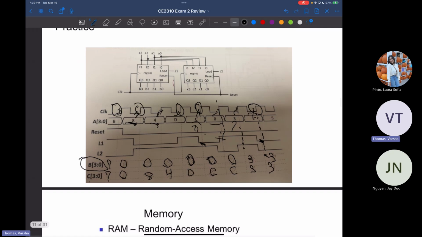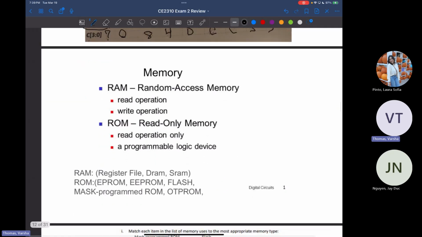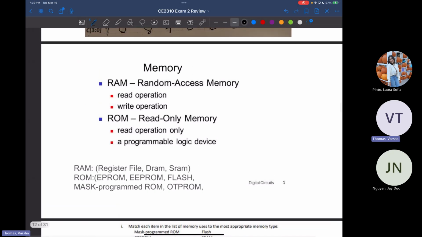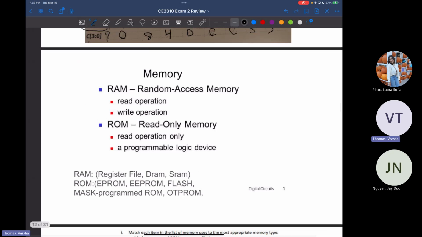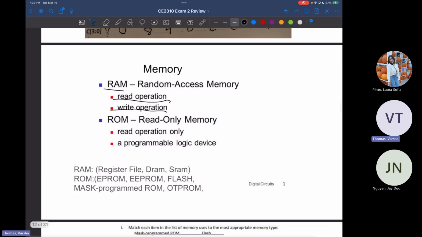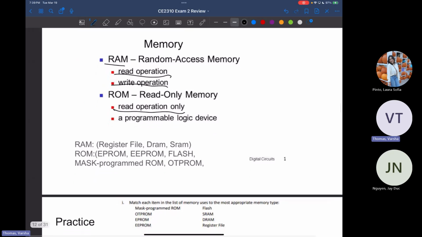We're good? Okay. Now let's move on to memory. So I put a first slide here just to go over memory because it's more of a conceptual topic, and we have two main types of memories, which is RAM, random access memory, and it can read and write. Keep that in mind because that's really important. While ROM, read only memory, it reads only, and it is also a programmable logic device.